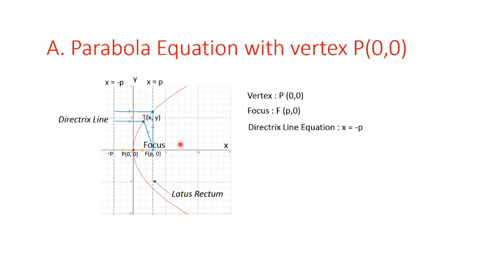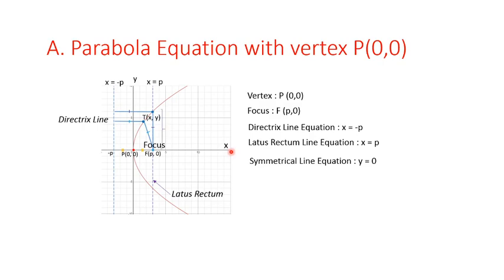Notice that x equals negative p and x equals p are parallel with the y-axis if the parabola is horizontal. Then the Latus Rectum line equation will be x equals p. What about the symmetrical line equation? Why is this y equals 0? The symmetrical line is the line which divides the parabola into two equal parts. So here, the symmetrical line of this parabola is the x-axis, or y equals 0.